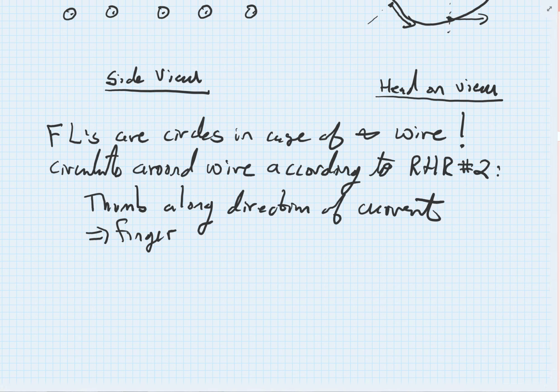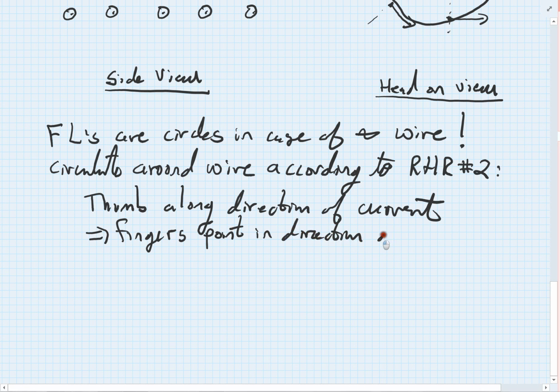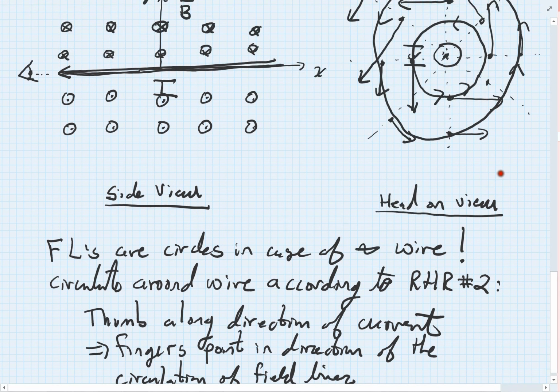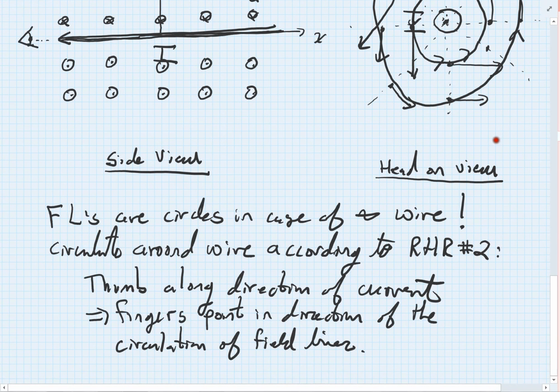In fact, your fingers kind of naturally, if you're making a fist, have a curved shape to them. So the fingers actually become a model for the field lines. So the thumb along the direction of the current, and then the fingers circulate or point in the direction of those circles, of the circulation of the field lines. Very good. So we have our first set of results for what field maps and field lines look like in the magnetic field case.